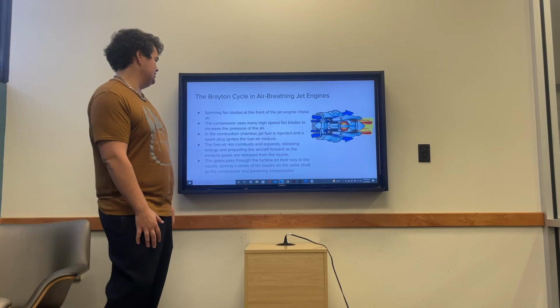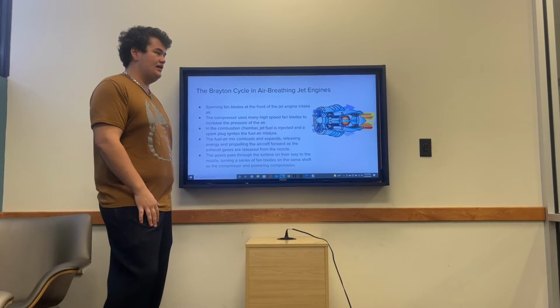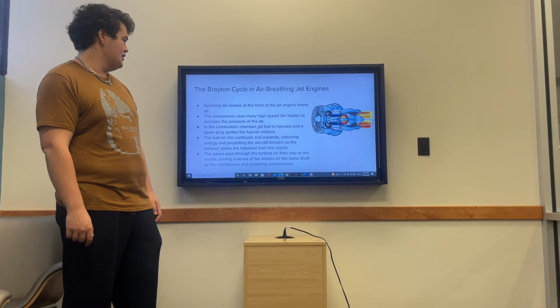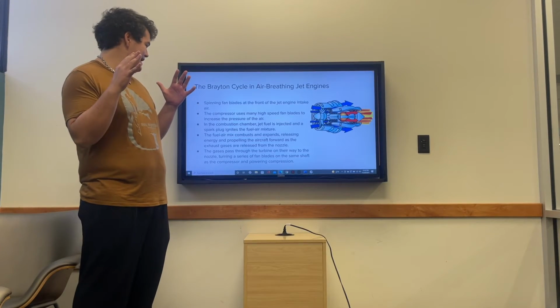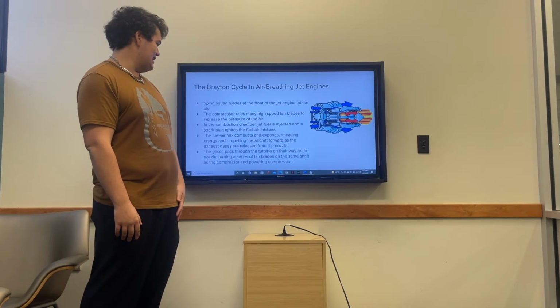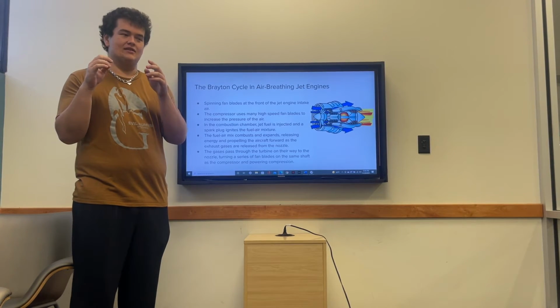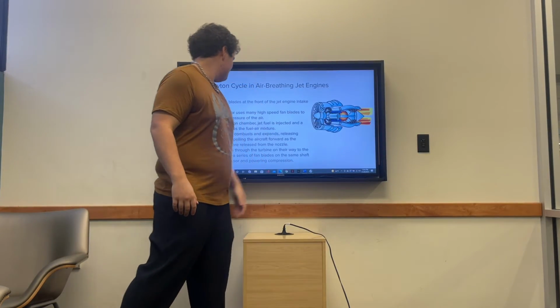Once in the combustion chamber, jet fuel is going to be injected into this compressed air, and spark plugs are going to ignite the fuel-air mixture. When that fuel-air mixture is ignited, it's going to combust and expand, releasing energy and propelling the aircraft forward as these exhaust gases are ejected out of the back of the nozzle of the engine, as you can see here.